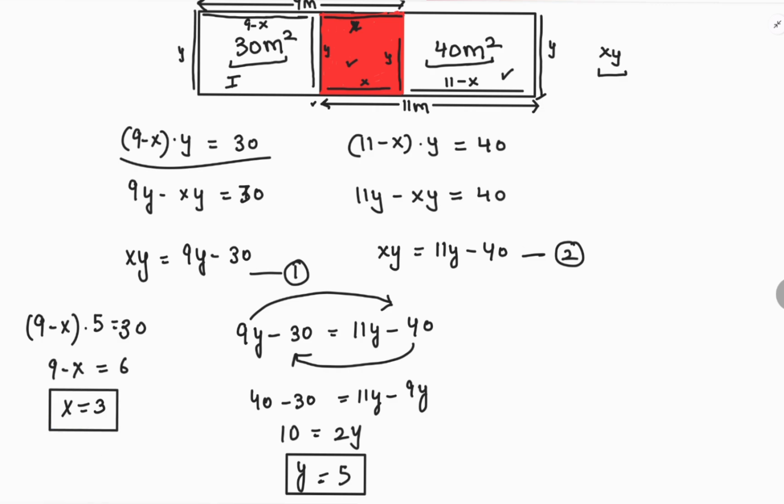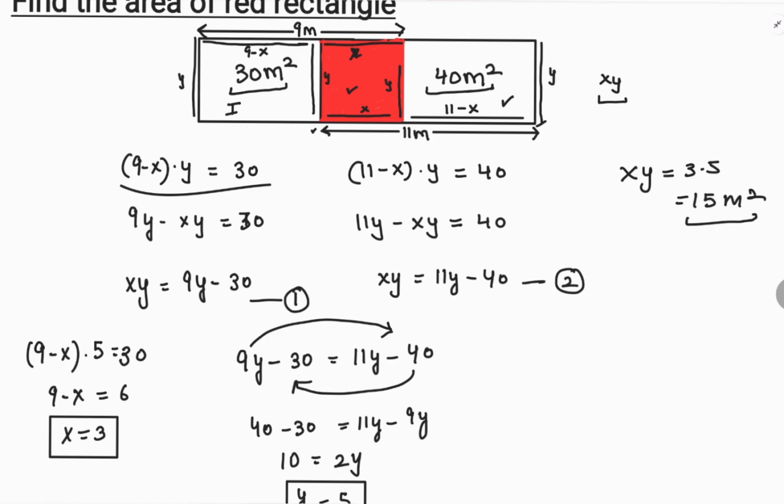Now you know x and you know y. So what is xy? xy is 3 times 5, that is 15 meter square. So the area of this red rectangle is 15 meter square. I hope you understood this.